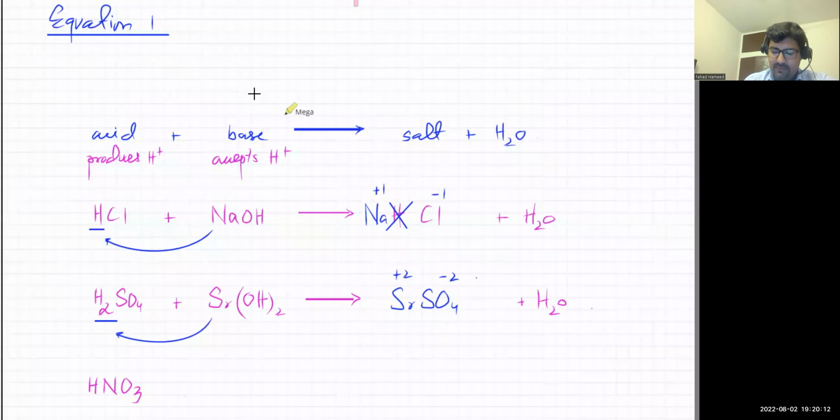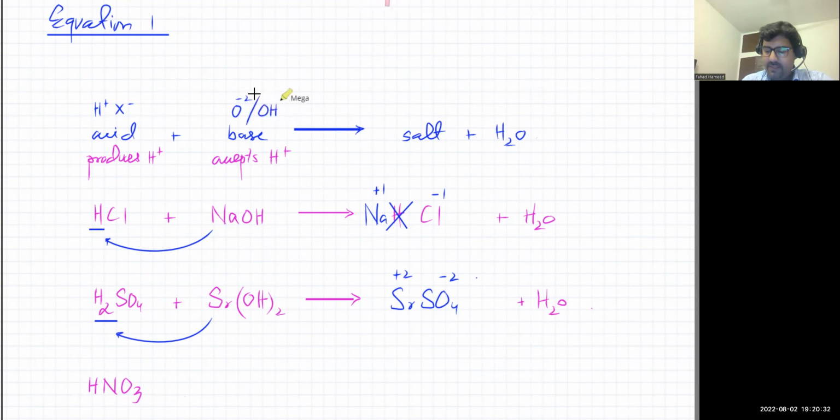So I'll write at the top. What's an acid? It's H plus 1 combined with any negative ion. That's what an acid is. An acid just has an H plus 1 in it. What is a base? A base is oxygen with a charge of -2, or it might be OH with a charge of -1. So these are your bases, oxides and hydroxides.